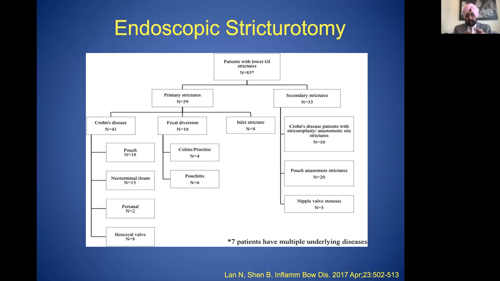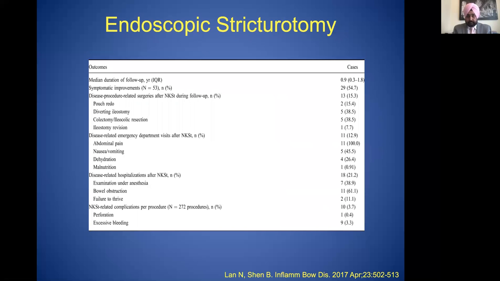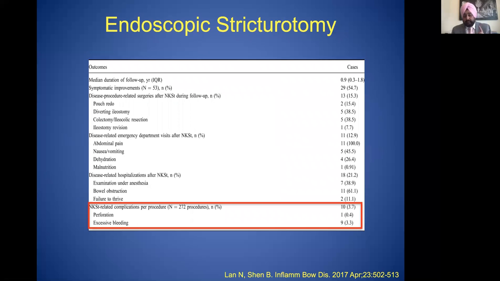The chart shows that this technique can be used predominantly for any of the IBD patients: for primary strictures, secondary strictures, pouch strictures, fecal diversion strictures, and inlet strictures. And as I mentioned, the adverse event rate. In this initial experience, the adverse event rate was 3.7%.